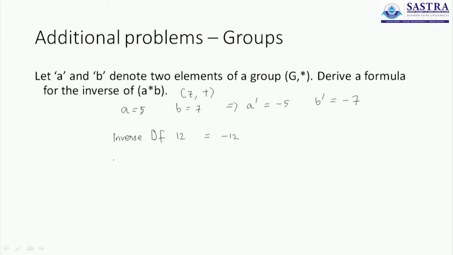We just derived the formula stating that the inverse of 5 plus 7 is the inverse of 7 plus the inverse of 5. That's what we derived in the previous slide. The inverse of 7 we know to be minus 7, and the inverse of 5 we know to be minus 5. So minus 7 and minus 5 when added are going to give us minus 12.